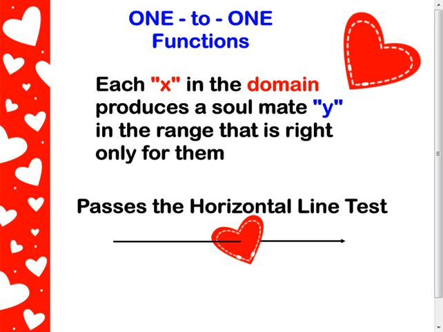Then there's a special kind of function called a one-to-one function, and that's where every x has to produce only one y. And in that case, it passes the horizontal line test. And so we will look at whether things are functions and one-to-one functions here in a minute.